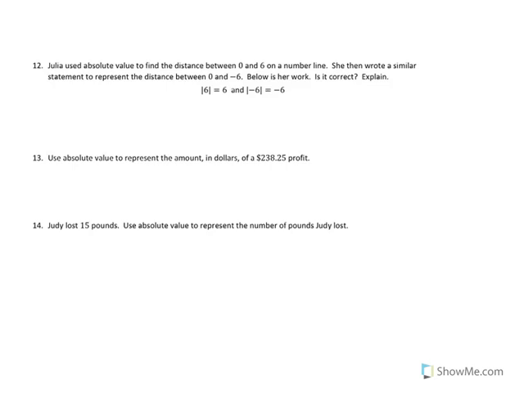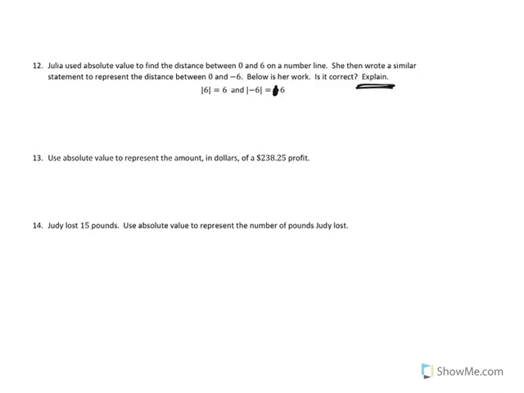Number 12. Julia used absolute value to find the distance between 0, good, that's what you're supposed to, and 6 on a number line. She then wrote a similar statement to represent the distance between 0 and negative 6. Below is her work. Is she correct? Well, let's see what she wrote. She wrote the absolute value of 6 is 6. That's a true statement. Then she wrote the absolute value of negative 6 is negative 6. Is that a true statement? No, because you don't have any negative sign, so it's not a true statement.